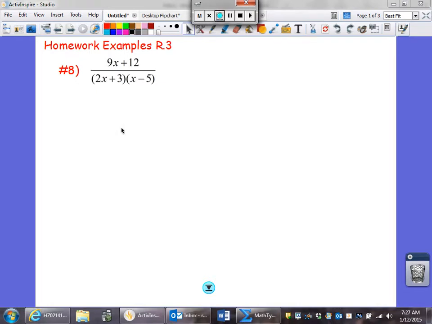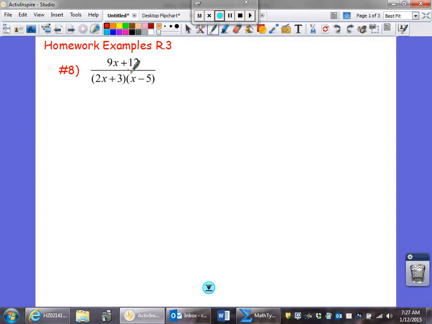Hi, today we are going to work some examples from R.3, and in this example we're going to do numbers 8, 12, and 20. Let's go ahead and start here with number 8. Reading the directions from the book, it says find the domain of each rational expression.